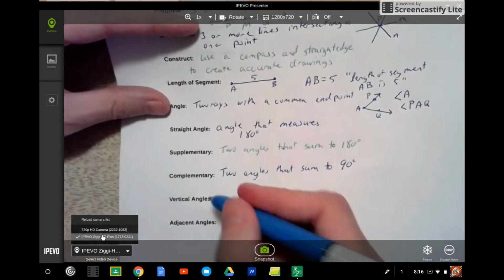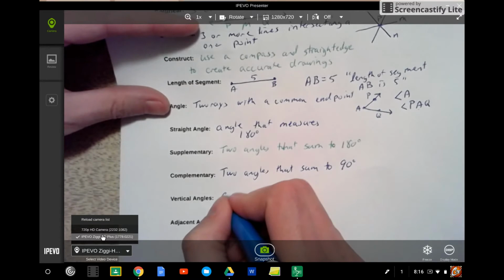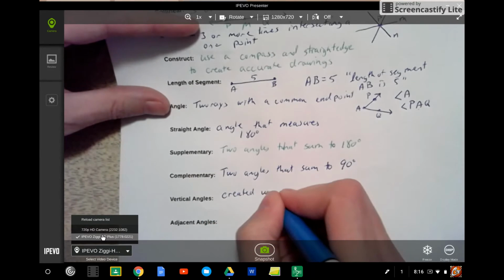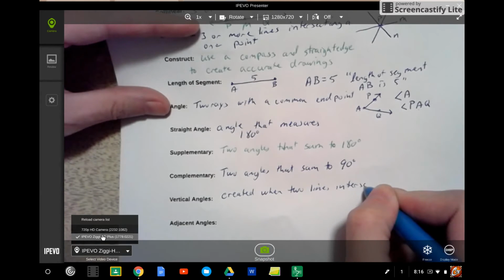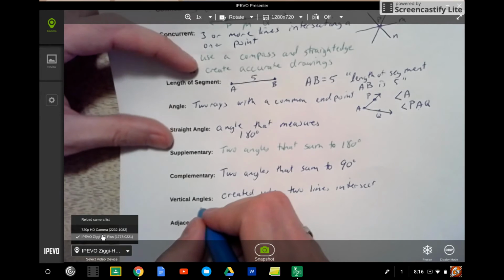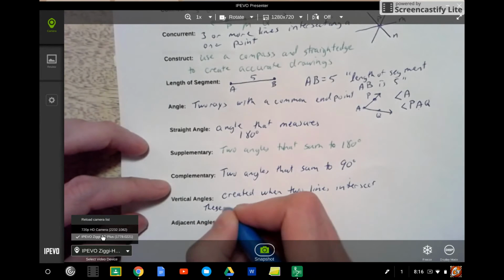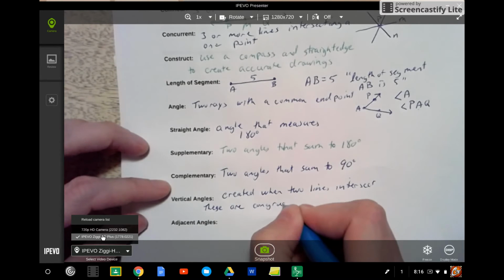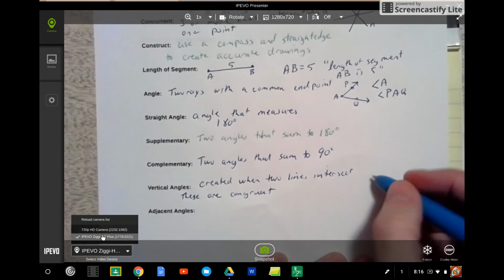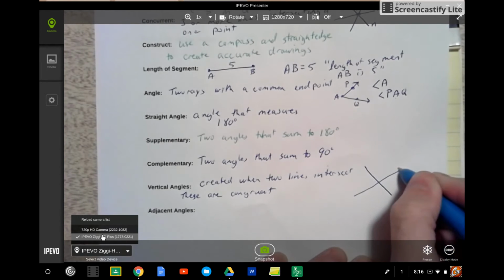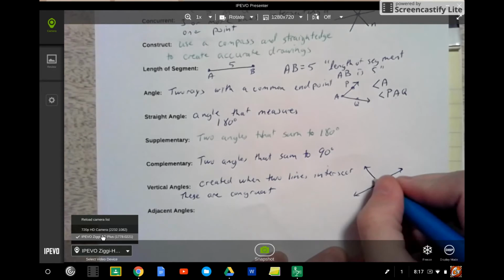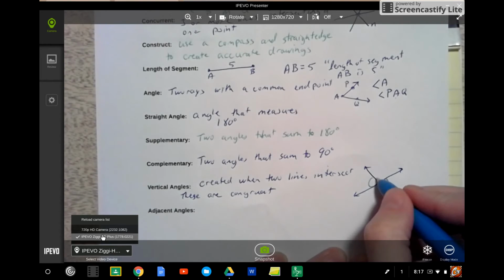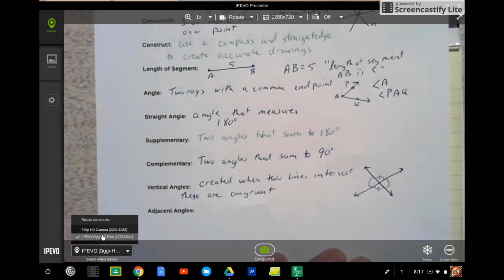We talked about vertical angles created when two lines intersect. And note on this, these are congruent. In a picture, you get that X. You guys are pretty good about realizing when that happens. There's our X. There's our two intersecting lines. So our vertical angles are these two here, and then the tops and bottoms are verticals as well. Okay, so we got two sets of vertical angles when that happens.